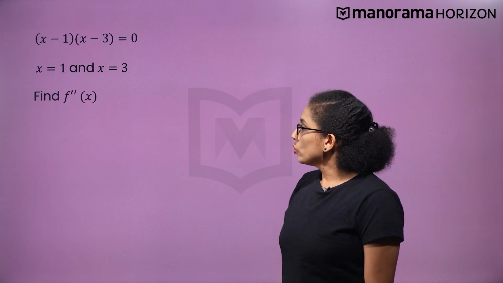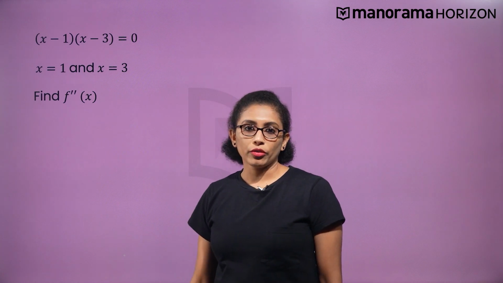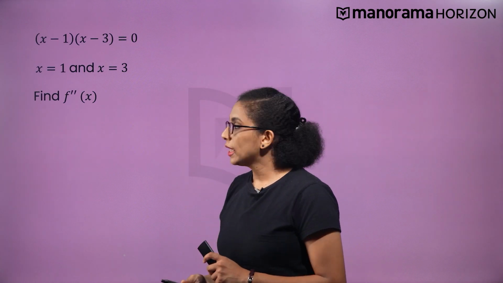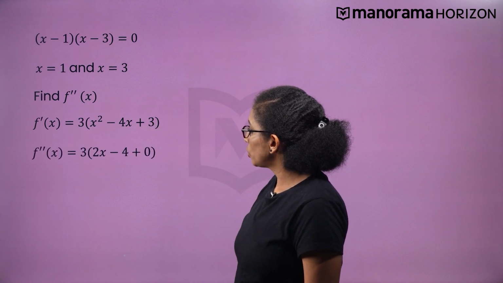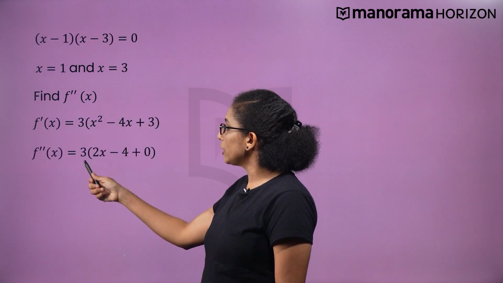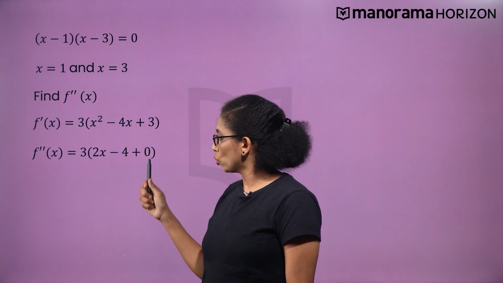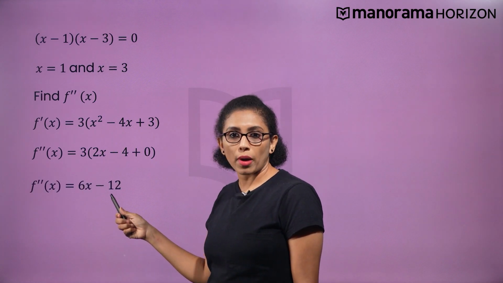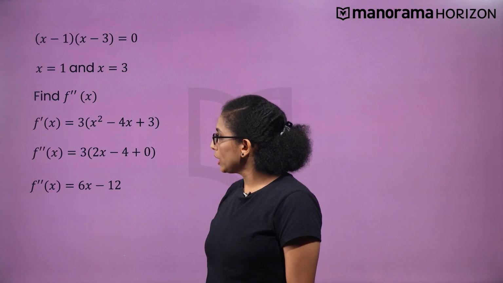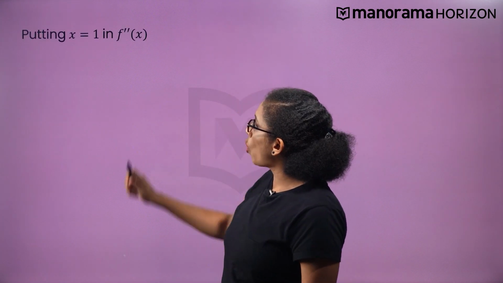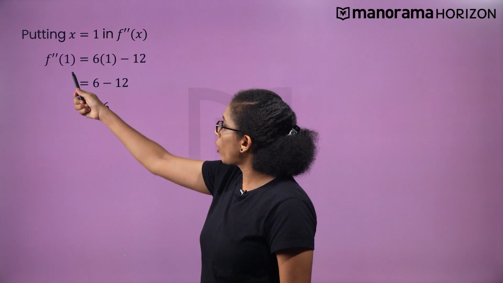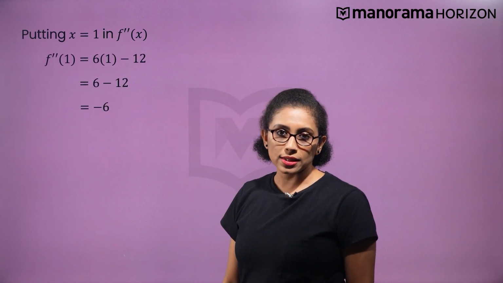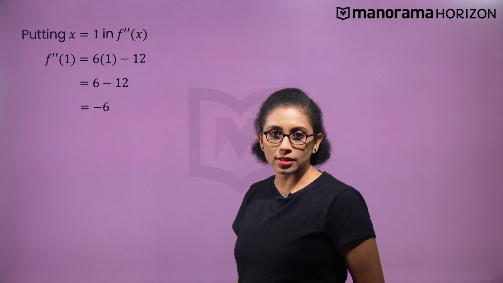Right? Now, next we need to find the second derivative. We know f dash of x is equal to 3 into x square minus 4x plus 3. So, taking the second derivative of this, we get 3 into 2x minus 4 plus 0, and this is equal to 6x minus 12. Now, we need to substitute x is equal to 1 in f double dash of x. And what will be the value? f double dash of 1 will be equal to minus 6. On substituting, we get it as minus 6.